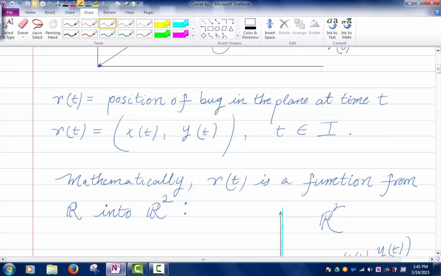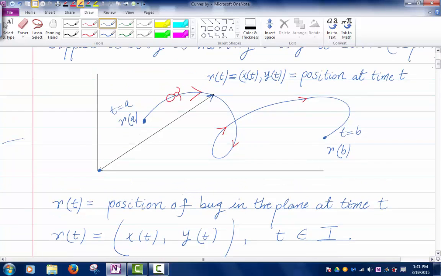So one application of a function like this is that you can think of it as the position of a moving object, but that's not the only application. You can think of many other situations where you can use a function like this to describe something. Okay, but this view that R of t is giving you the position of a bug or something is a helpful way of thinking about it. Okay, and you will see why.